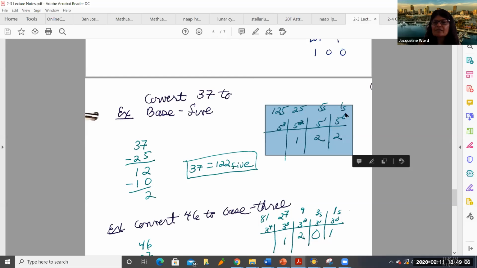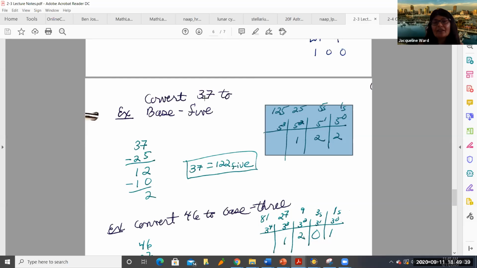So this is what our base 5 system looks like. 5 to the 0, the 1's place. 5 to the 1, the 5's place. 5 squared, the 25's place. And 5 cubed, etc. So, kind of like we just did with the virtual manipulative, you had 37 ones. As soon as you can group 5 of them together, you would exchange it for a long. And if you had 5 longs together, you would exchange it for a flat.